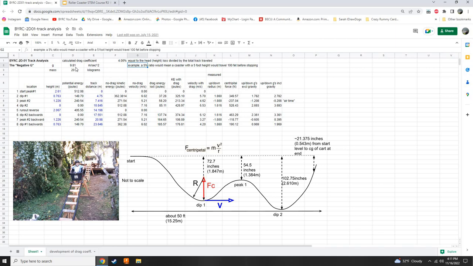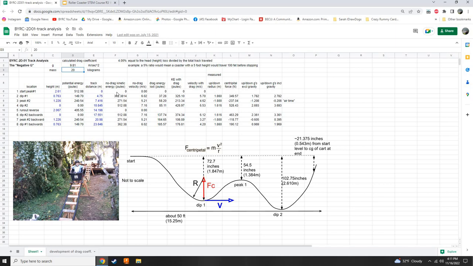I have some constants up here, the gravitational constant and my mass I can put in. 20 kilograms is about 44 pounds. And then for each of these stations, the start, dip number 1, peak number 1, dip number 2, and then the run out, and then going backwards, I have these different points. Starting at the peak, the height's 2.61 meters. That's the potential energy in joules.